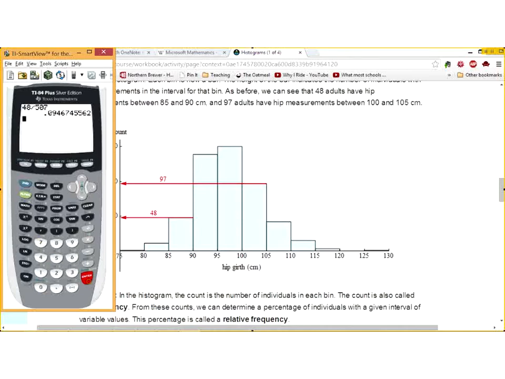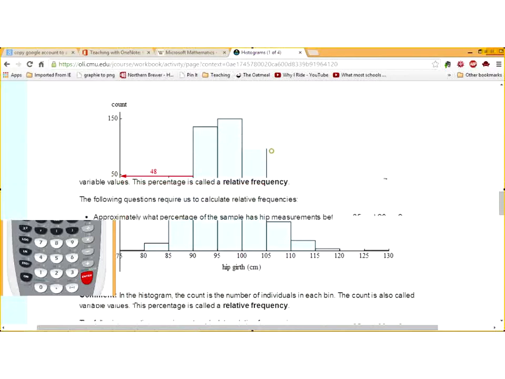So the relative frequency would be about 0.095, or you can convert that to a percent and say it's about 9.5%. So just under 10% of the people in this sample had a hip girth of 85 up to, but not including 90 centimeters. That's the relative frequency, and it makes it easier to compare groups with different sample sizes. All right.